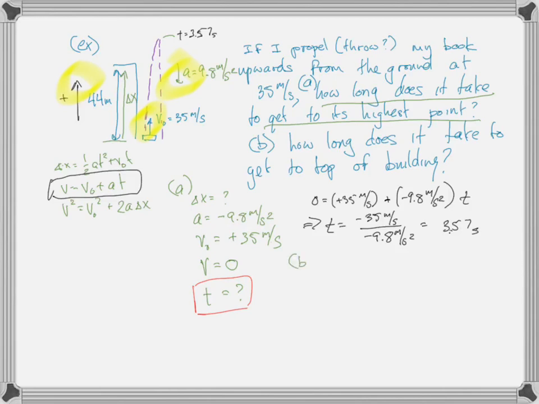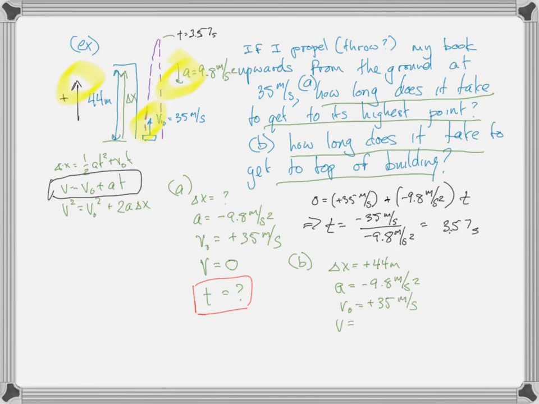Part B. I'm going to rewrite my variables because they're different now. Part B is how long does it take to get to the top of the building? So in this case, do we know what delta x is? Yes, we do. It's the displacement in the upward direction from the ground to the top of the building, which we know is plus 44 meters because the displacement is in the positive x direction. Acceleration is still minus 9.8 meters per second squared. V0 is still plus 35 meters per second.